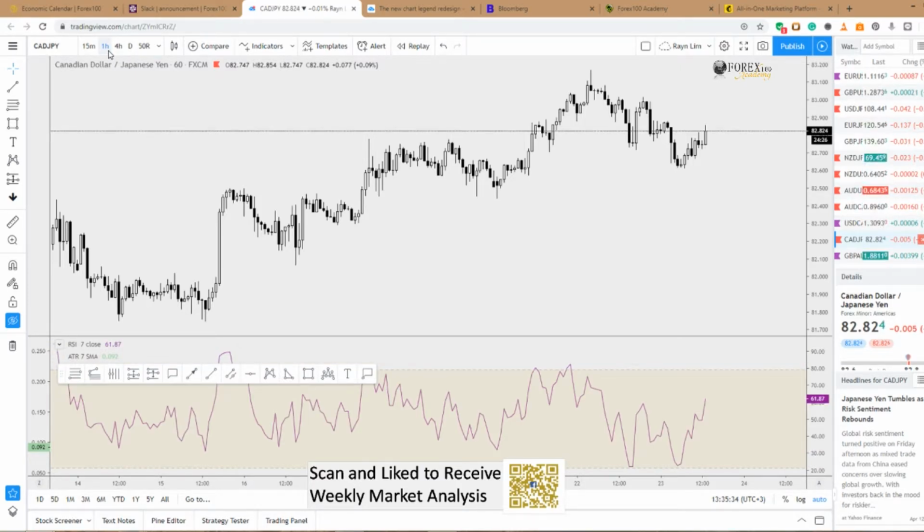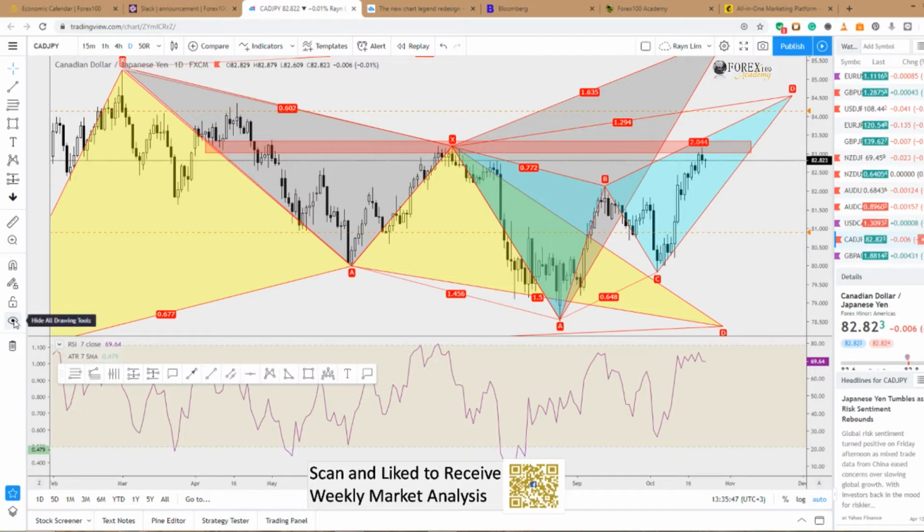Alright, so on the 1-hour chart, to some of you this might be forming up a head and shoulder, but not good enough for my personal filter. Back to daily chart, let me share with you my analysis.